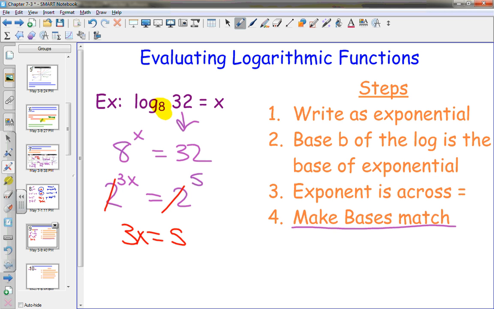So what this means is I can basically ignore the bases, and I have 3x is equal to 5, and what do I do? How? I hope you all are writing this down because I will not go over it again with you by yourself later on if you refuse to write anything down.